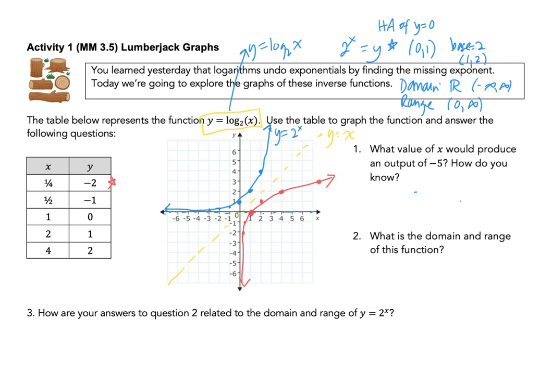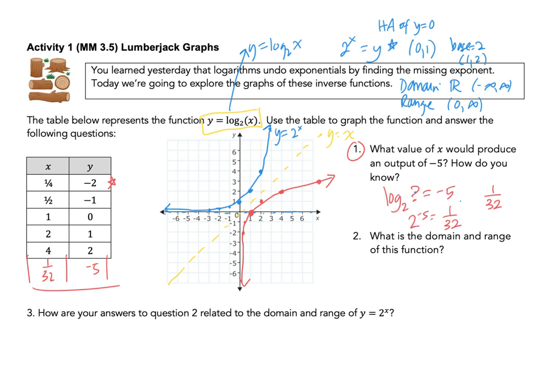Following up these questions, number 1 asks: what value of x would produce an output of -5? So log base 2 of what value would produce -5? In other words, 2 to the -5th is equal to 1 over 32. So this would be 1 over 32. How do you know? Well, I just showed you. What's going to produce a -5 here would be 1 over 32 if I were to extend my table over here. Why? Because 2 to the -5th is 1 over 32.